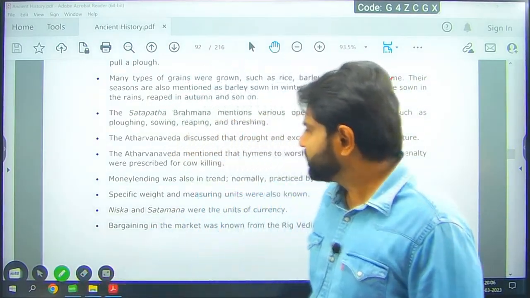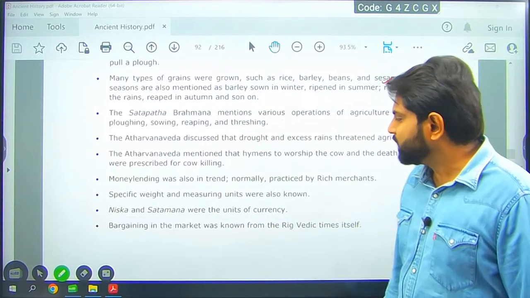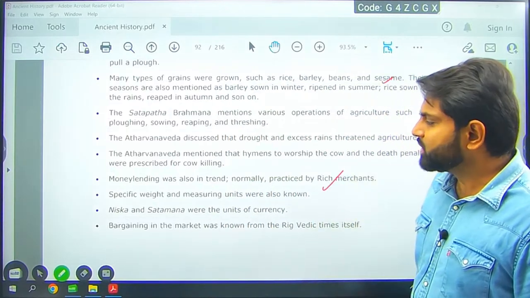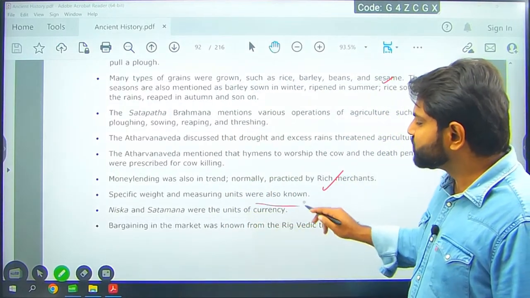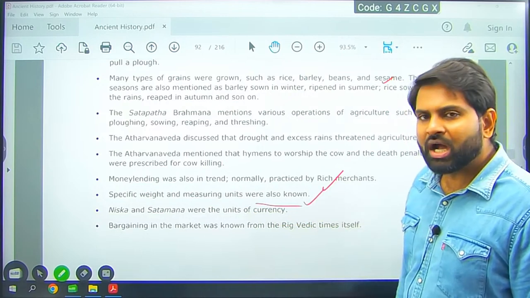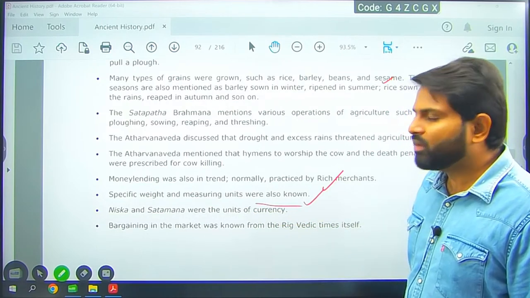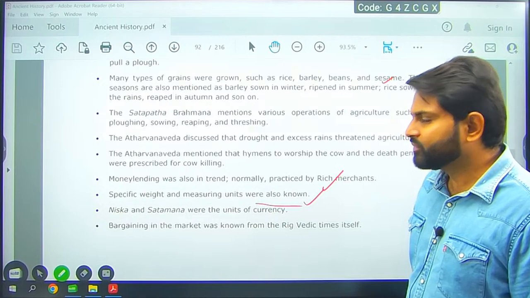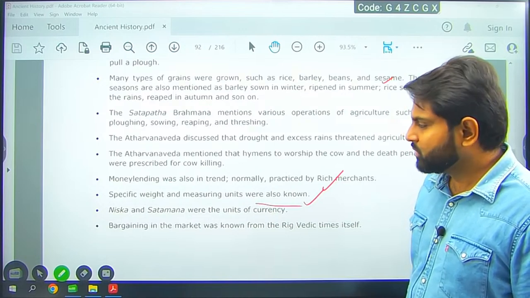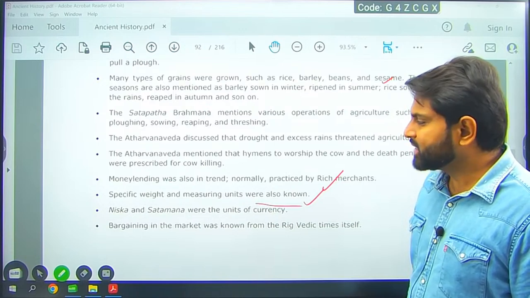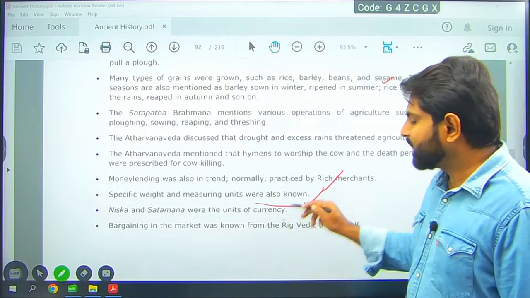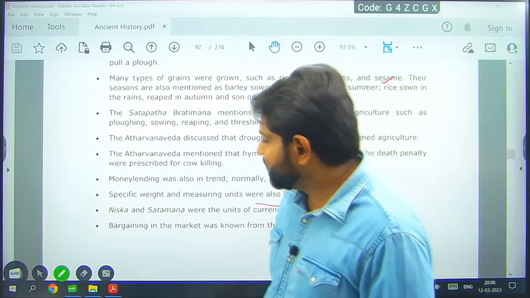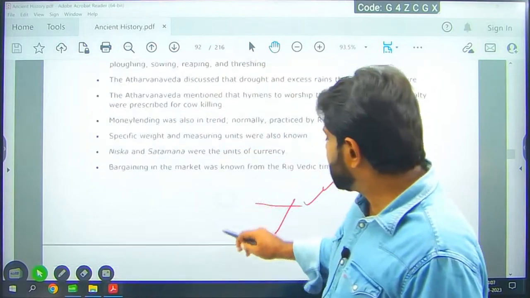is a sin. Money lending was also in trend, normally practiced by rich merchants. Weights and measure systems were also known. Nishka and Satamana were the units of currency. Like we have rupee, dollar, Nishka and Satamana were the currencies. Market was based on bargaining and the barter system was in place.